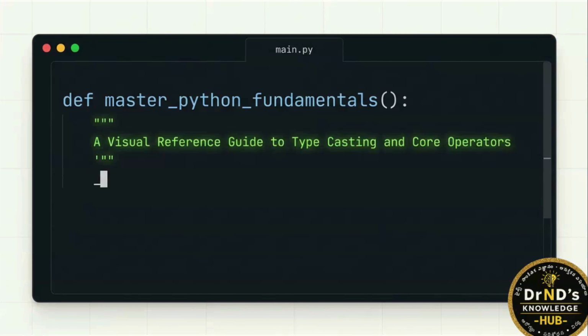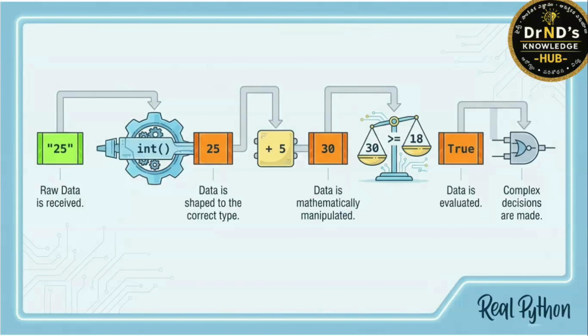Before learning each concept individually, let's understand the complete journey of data inside a Python program. Look at the first value on the left side. It is 25 enclosed in quotation marks. Since it is inside quotes, Python treats it as a text, also called a string.